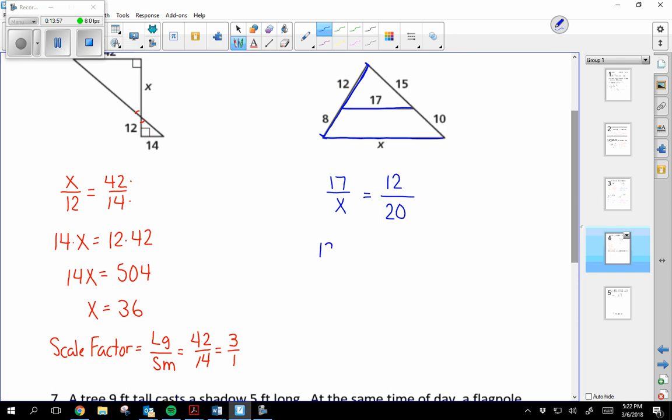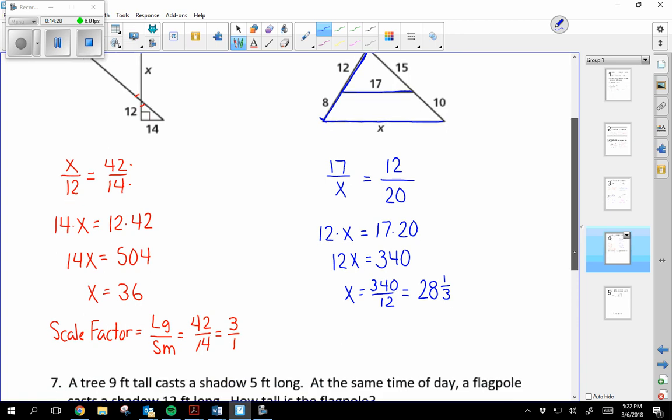So then when you cross multiply, you have 12 times X equals 17 times 20. In other words, 12X equals 340. X is going to equal 340 divided by 12, which comes out to be 28 1/3. You can also say 28.3 repeating if you'd prefer.